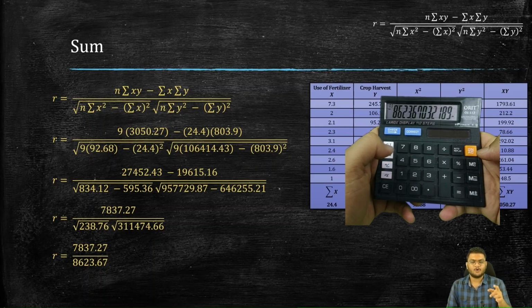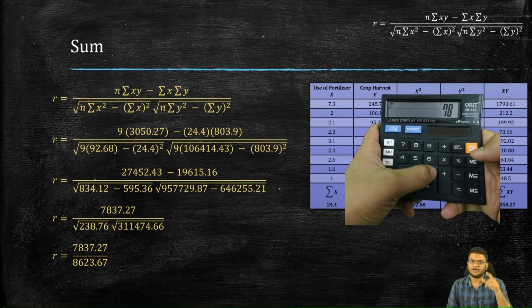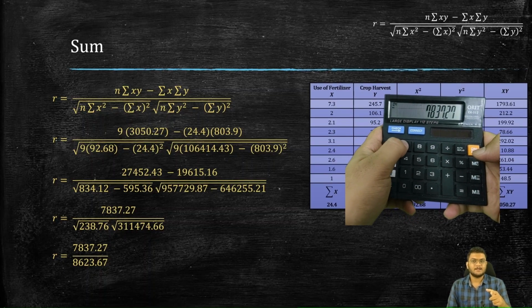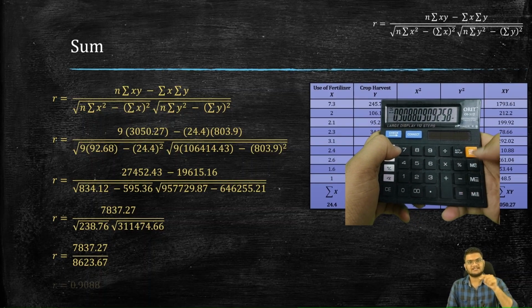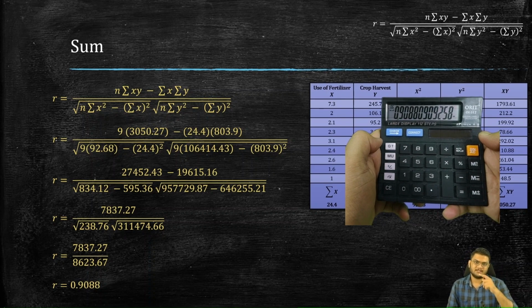Now type on your calculator 7837.27, okay, divided by, press the MRC button and then press the equals button. You will get this answer, that is 0.9088.